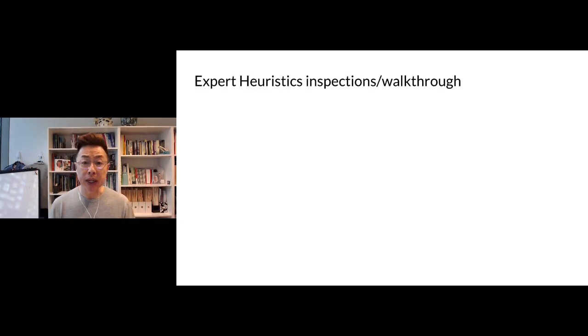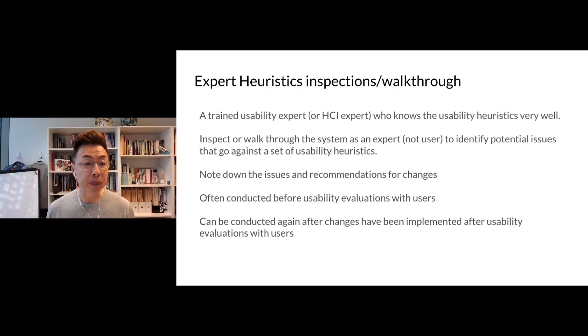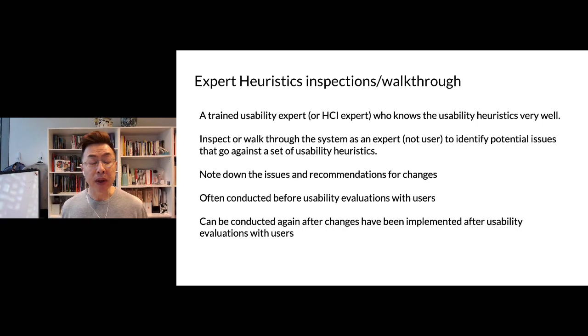So what is expert heuristic inspections or expert heuristics walkthrough? Well, this is not conducted with users, but actually a trained usability expert is the one that's conducting the evaluation for himself or herself. So this person knows the usability heuristics really well. They choose a set of heuristics that they want to use for this particular evaluation. Most commonly, Nielsen's heuristics are used. Now, what they do is that they inspect or they walk through the system as an expert, not as a user, to identify potential issues that go against a set of the heuristics that they have in mind.